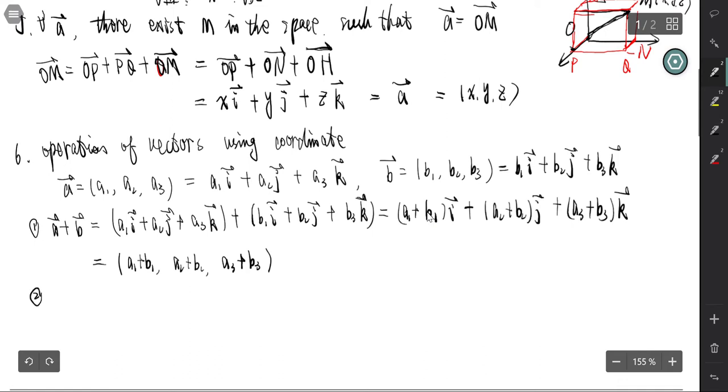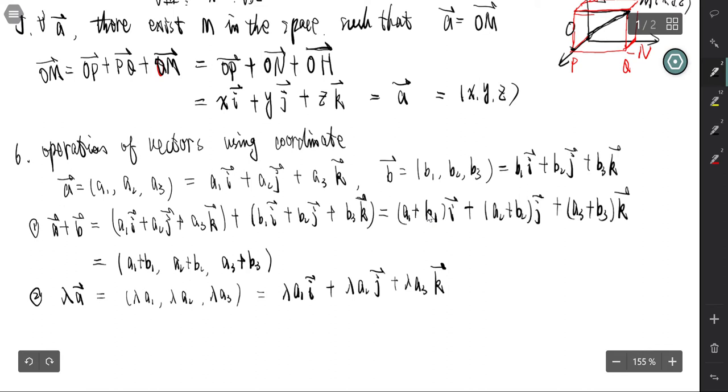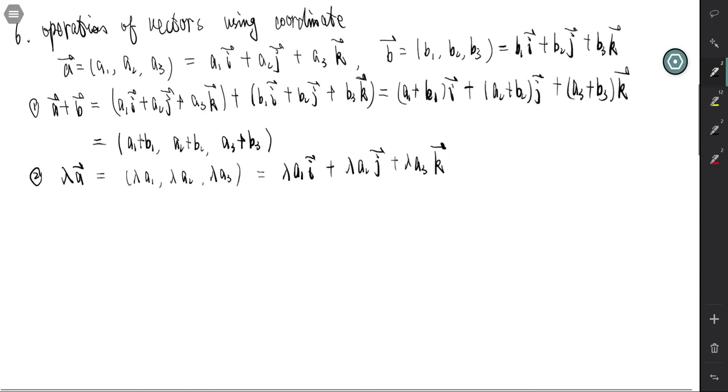The second is lambda times A, that is lambda A1, lambda A2, lambda A3. That's actually lambda A1 i plus lambda A2 j plus lambda A3 k. If a vector is multiplied by a scalar, every coordinate is multiplied by this scalar.